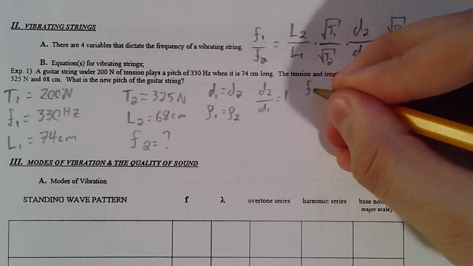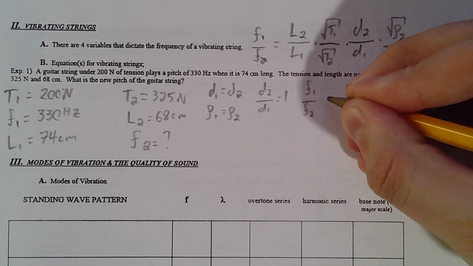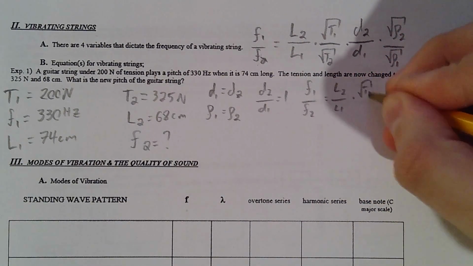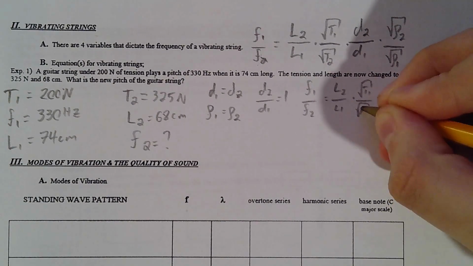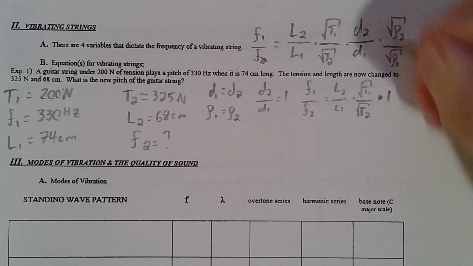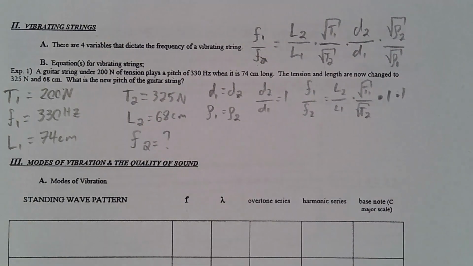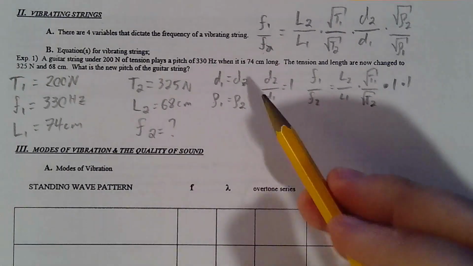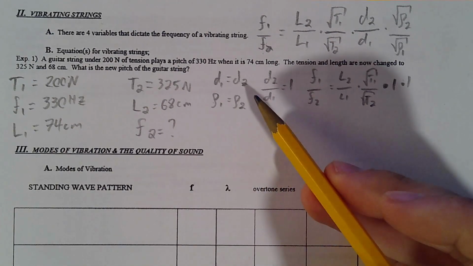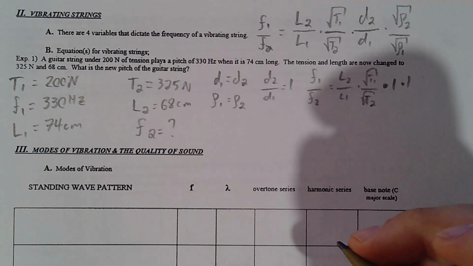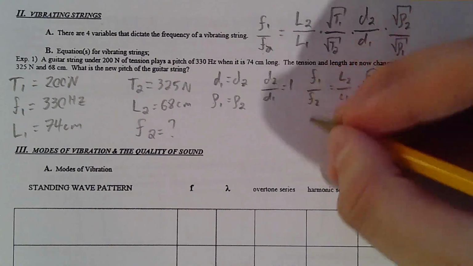So when we write our equation here, f1 over f2 is equal to L2 over L1 times the square root of T1 over the square root of T2, this part just becomes a 1 times 1. This part just becomes a 1 times 1. So we effectively get rid of those parts of the equation, as nothing changing for them in the situation means we do not have to account for them.